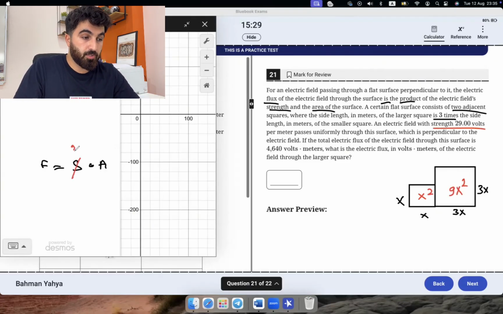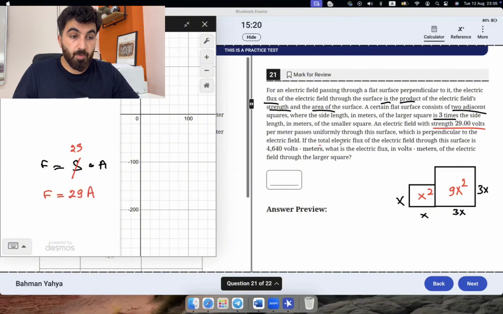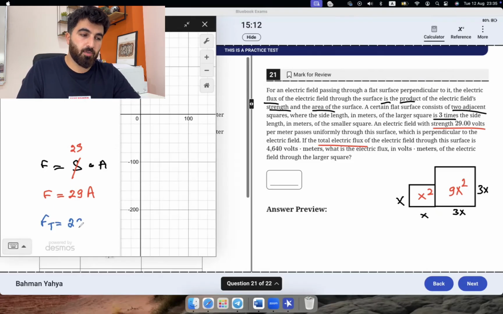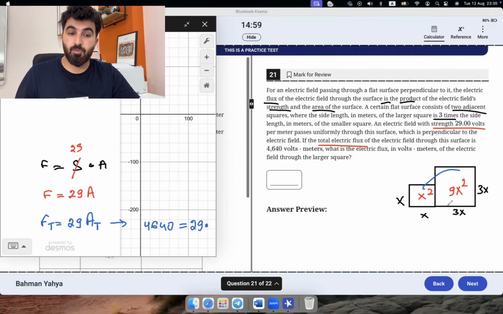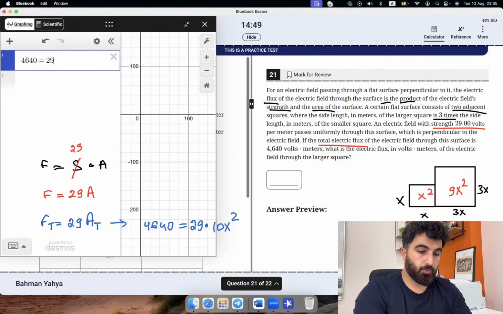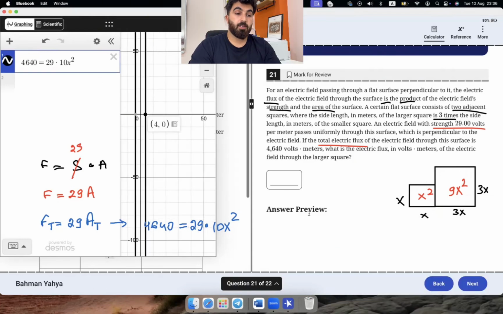Instead of this one, can I just write 29? Of course. Let's just write down the formula once again. Total flux is equal to 29 multiplied by total area. Total flux is 4640, equal to 29 multiplied by total area, x squared plus 9x squared is 10x squared. 40 is equal to 10x squared. X is 4. Very good. We got x is 4.